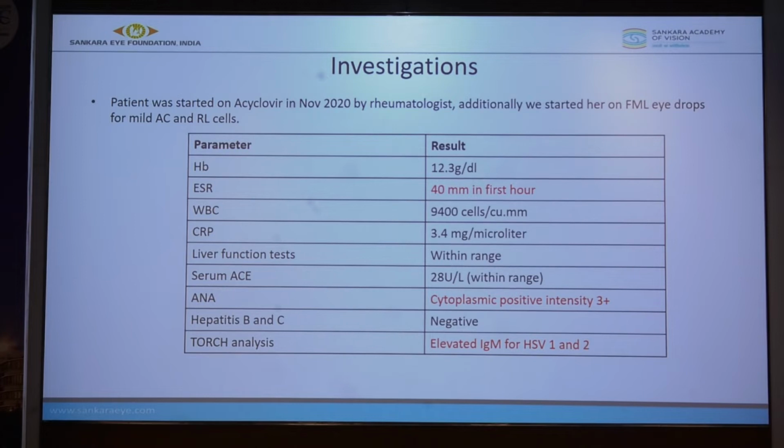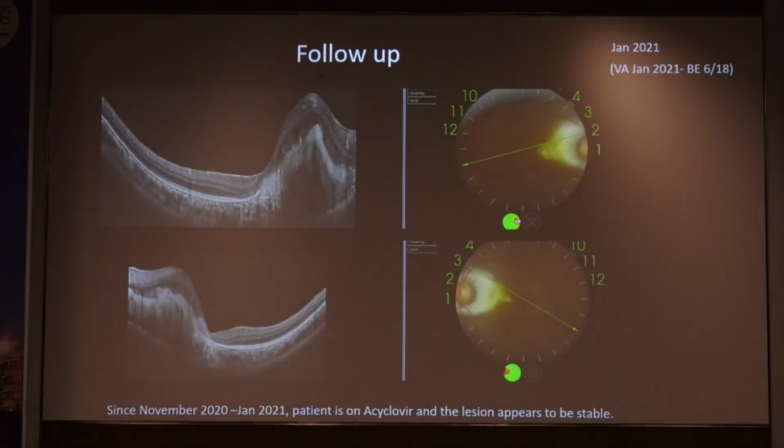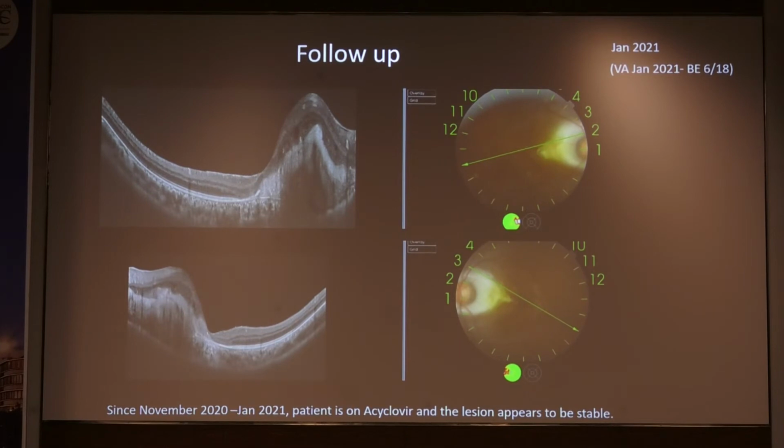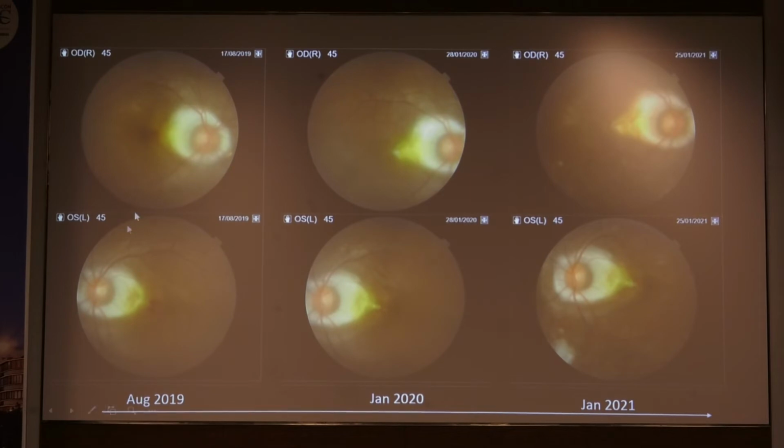At this visit in March 2020, I felt that retrolental cells were there and I started on topical FML. That's it, no oral steroids or anything. From November 2020 to January 2021, the child is on acyclovir and the lesion did not progress further. The lesion was stable. This is the imaging from 2019 to 2021.